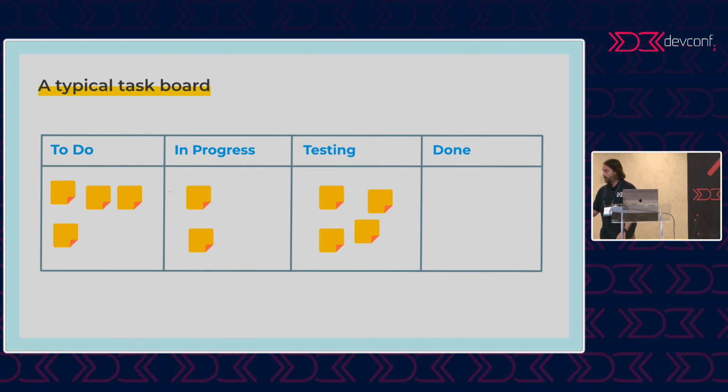So a typical task board looks something like this. Hands up if this looks familiar to you. You may have slightly different columns, but the gist of it is that there's a testing column there. So in this workflow, developers will pick up items from the backlog, start working on them when they're in progress, and when they're done, they'll hand it over to testing.